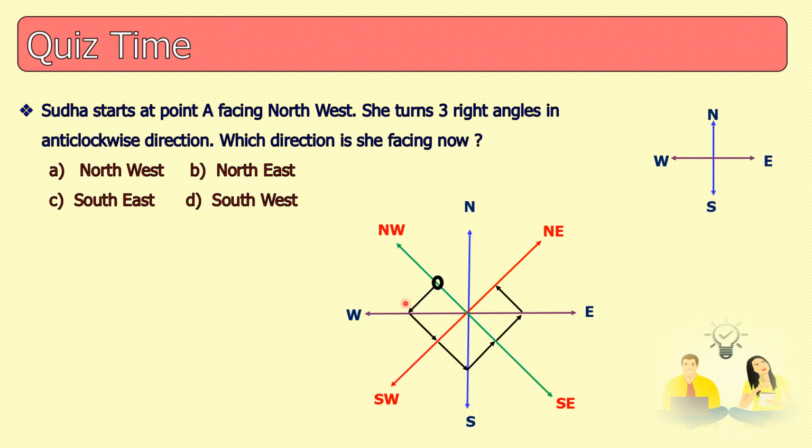Sudha starts at point A facing northwest. So Sudha is facing northwest. She turns 3 right angles in anti-clockwise direction. Anti-clockwise direction, 1 right angle, 2 right angle and 3rd right angle. Which direction is she facing now? Easy. Northeast. We could have done it directly also. Once we are good at it, we can do it directly, imagining that she'll go anti-clockwise from here by 270 degrees. She will reach here.